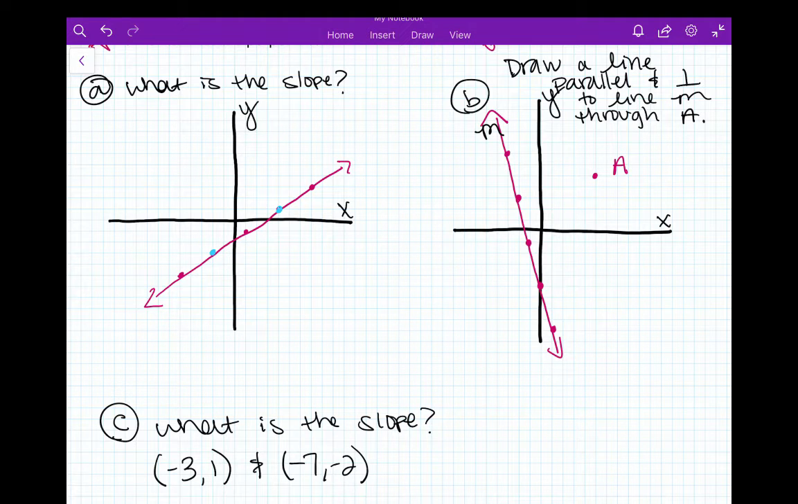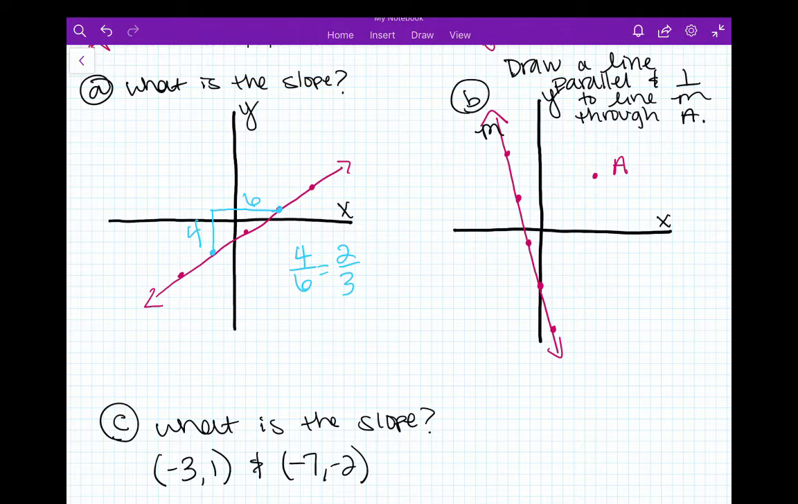If you haven't already, you need to copy this graph in your notebook. So take a moment, pause the video, and actually plot those points and graph your line. So the rise is 1, 2, 3, 4. And the run is 1, 2, 3, 4, 5, 6. So my slope is 4 over 6, which is 2/3.